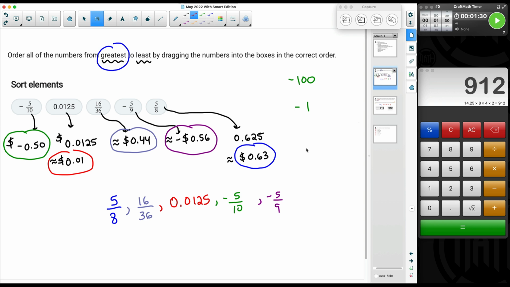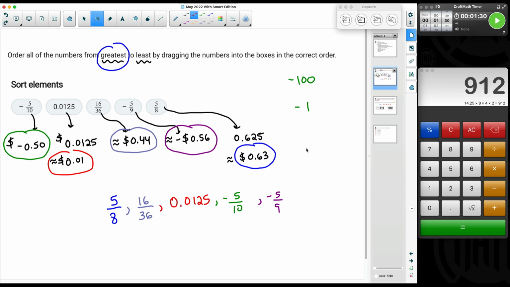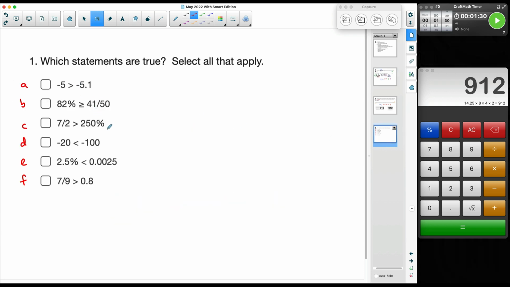Probably from day-to-day life, decimal forms of numbers. When we deal with money, that's decimal form. So we have fractions, we have decimals, and we have percents. So this one right here, if we think of this in terms of money, this would be negative $5.